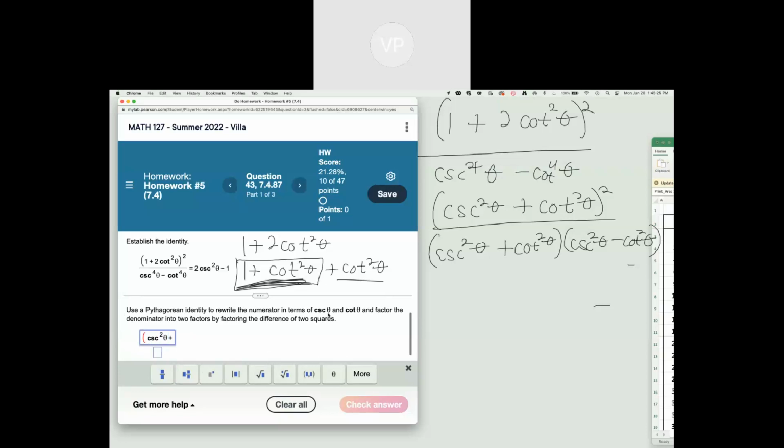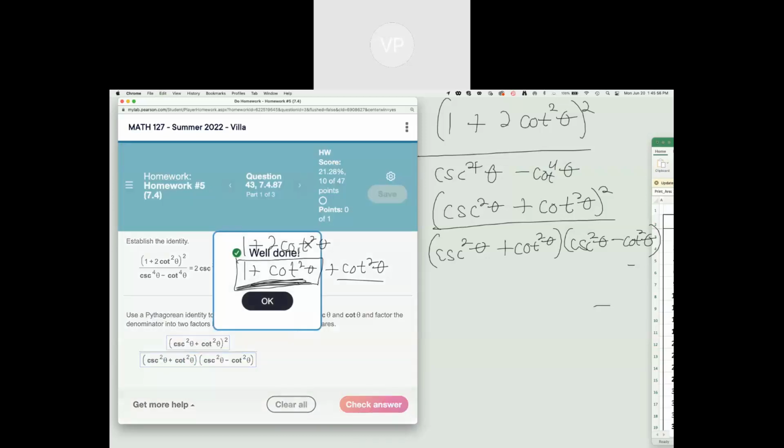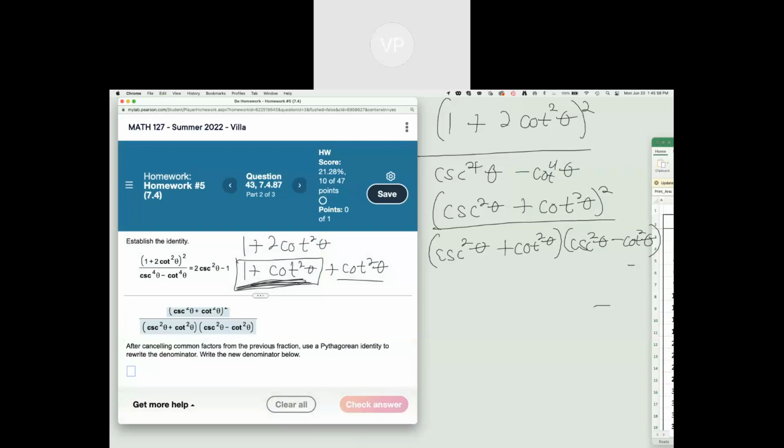So we have cosecant squared theta plus cotangent squared theta. And remember, that whole thing is squared on the top. So on the bottom, we have a cosecant squared theta plus cotangent squared theta, and a cosecant squared theta minus a cotangent squared theta. And that's what they wanted. Now we're going to cancel the common factors.